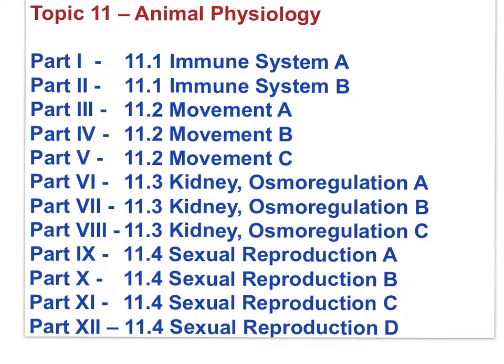Here is an outline of all the available movies in Topic 11, a topic for higher level students only. Use this outline to find the movie you need for review purposes. This movie is focused here.